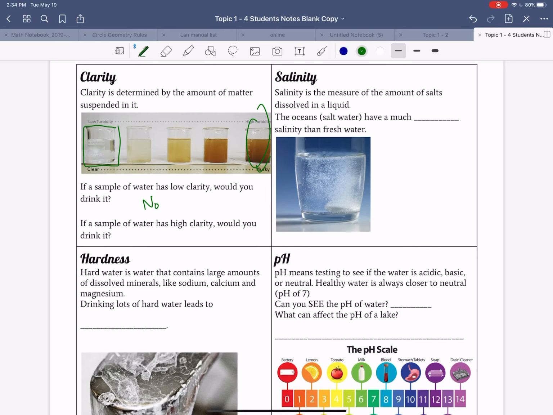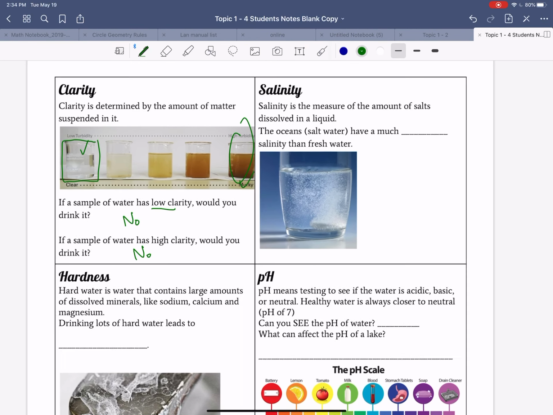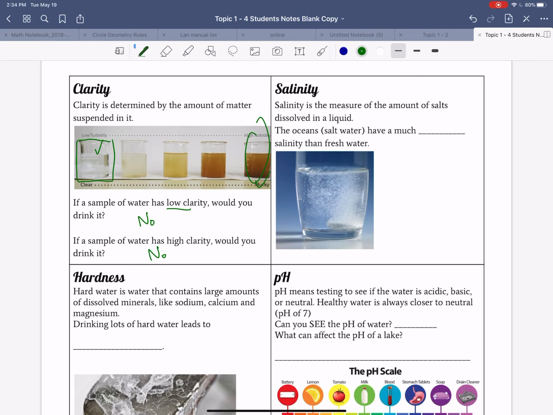If the sample water has high water quality, can you drink it? No, okay? This question asked about low clarity. So this one you won't drink because it has mud in it. This one you cannot drink either because you don't know what you cannot see in it. Okay, so salinity is how much salt is inside. Ocean has a much higher salinity than freshwater.